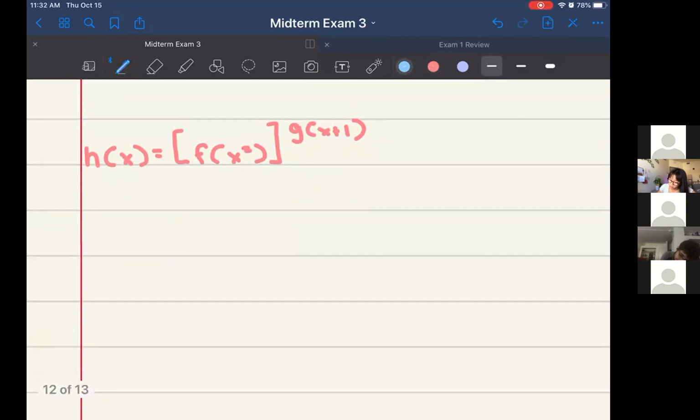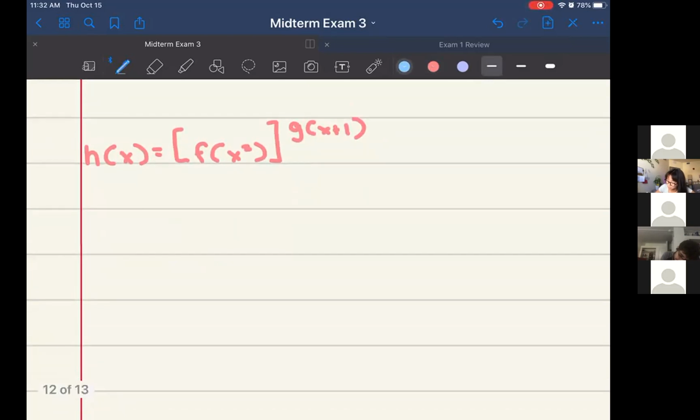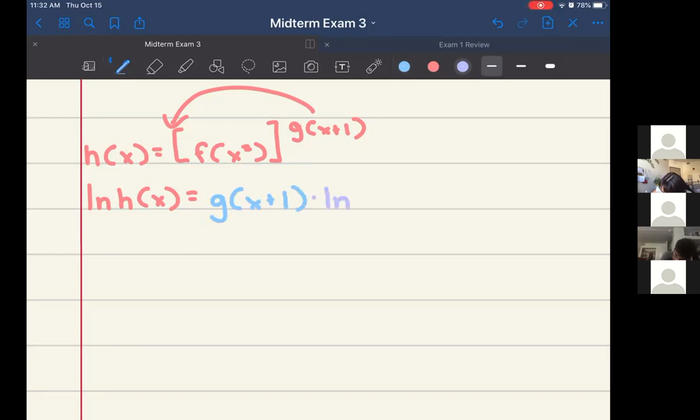Okay, so to get g of x plus 1 down, we need to take the natural log of both sides. So ln of h of x is going to be equal to, if we take the natural log, we know we can move that down. So it's going to be g of x plus 1 times ln of f of x squared.